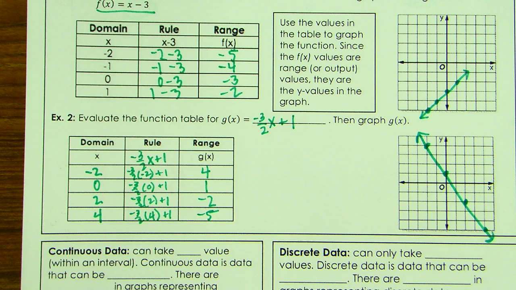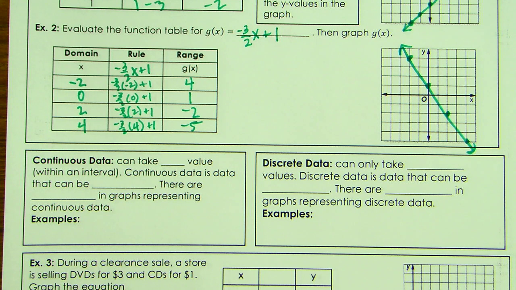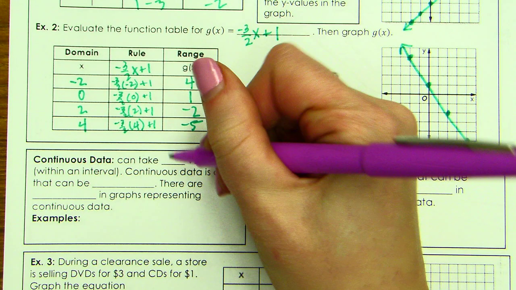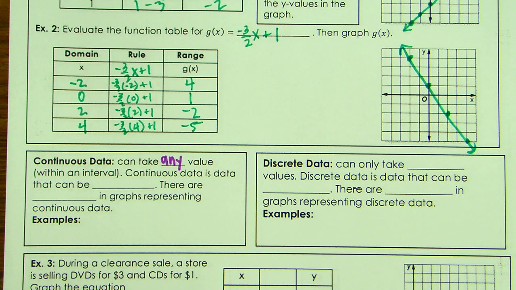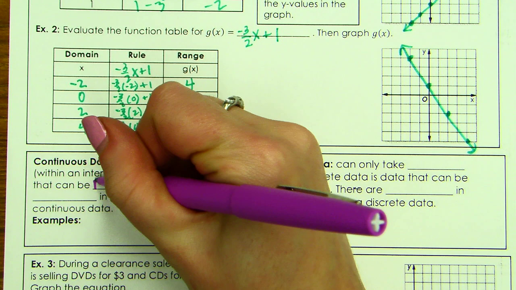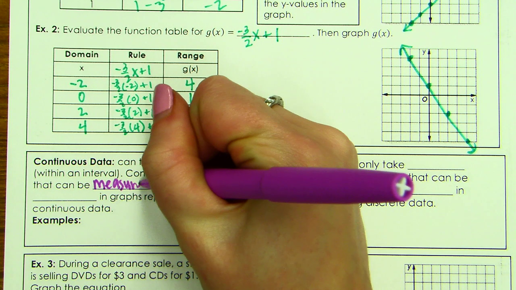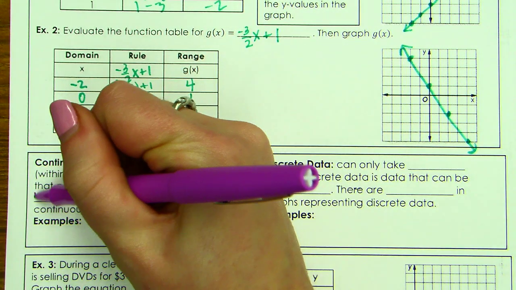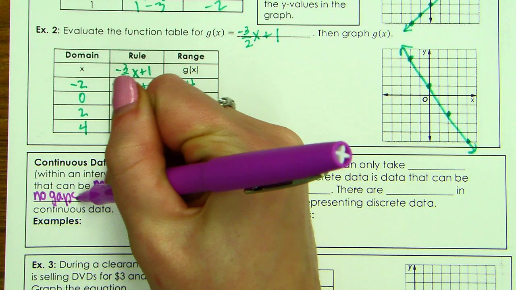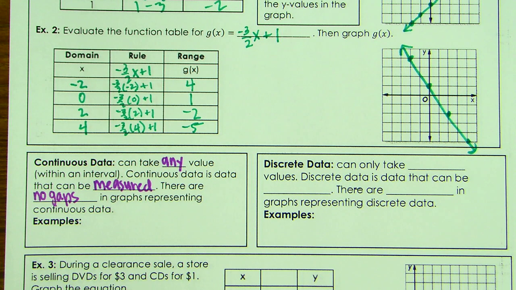So we have two kinds of data we could be talking about. We could be talking about continuous data or discrete data. So continuous data can take any value within a certain interval. Continuous data is data that can be measured, and there are no gaps in graphs representing continuous data.